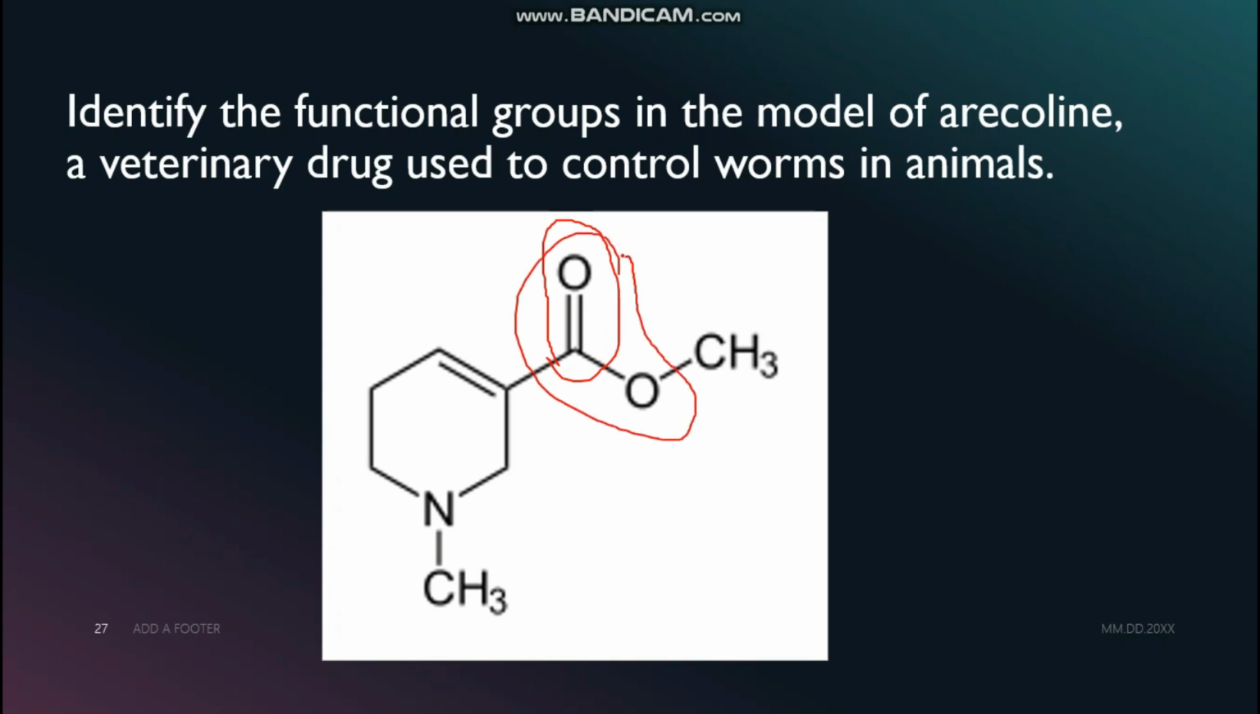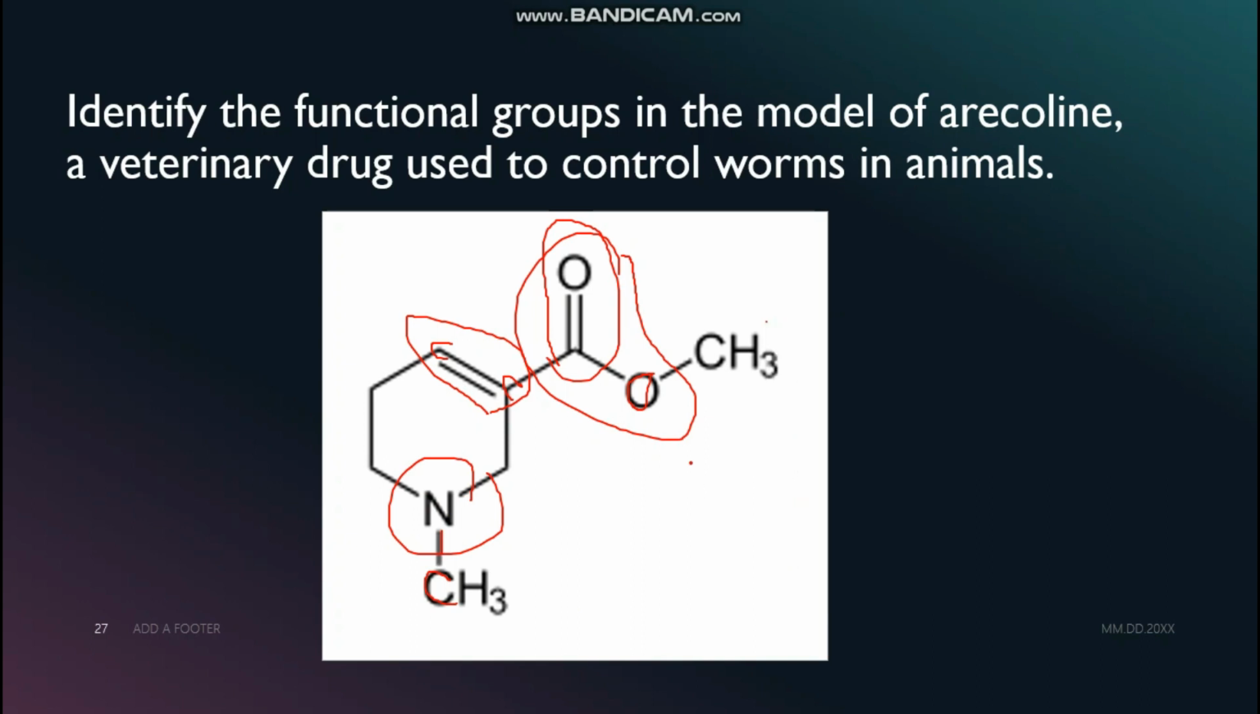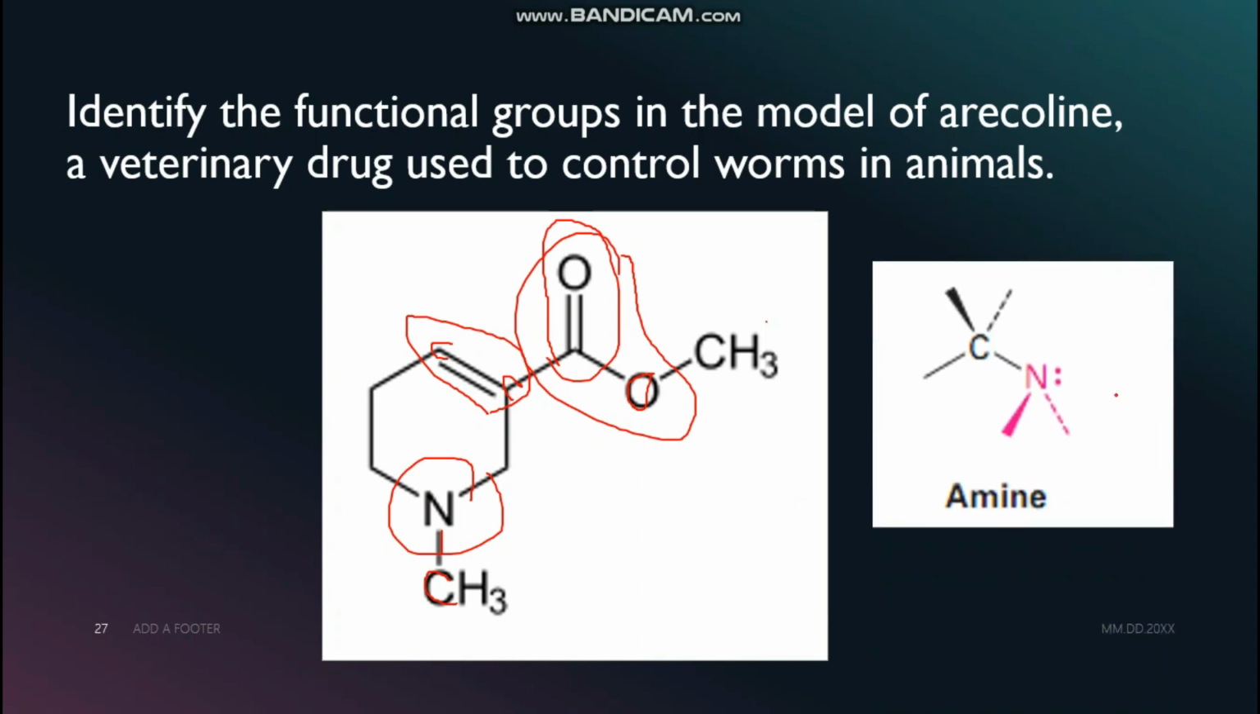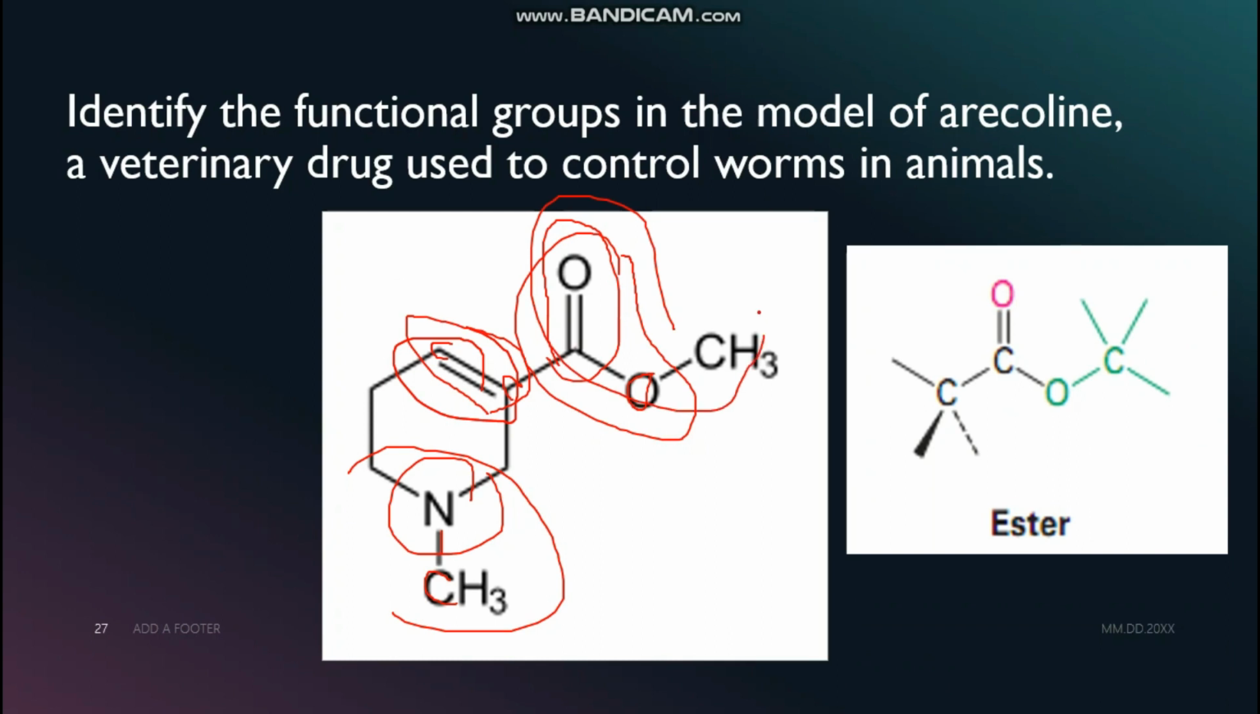This one. Ayan. So this is an ester, 'di ba? So meron siyang oxygen. And we also have an alkene kasi may carbon to carbon double bond. And we also have an amine group. So it's a nitrogen bonded to carbon. Okay. So that's an amine group, okay? The amine group, this one, alkene, this one, and the ester, which is this one.